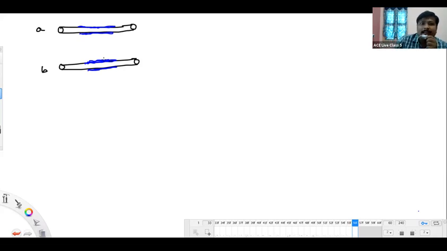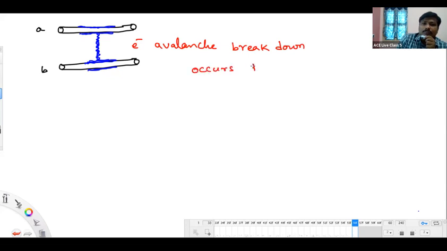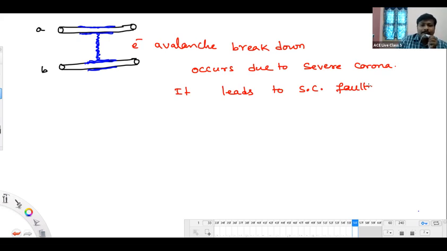at some point of time, we can experience some sort of breakdown between the two conductors, which we can call electron avalanche breakdown, happening due to severe corona, and it is causing a short circuit fault in the system. This is another disadvantage of the corona. So I can say electron avalanche breakdown occurs due to severe corona, and it leads to short circuit fault.